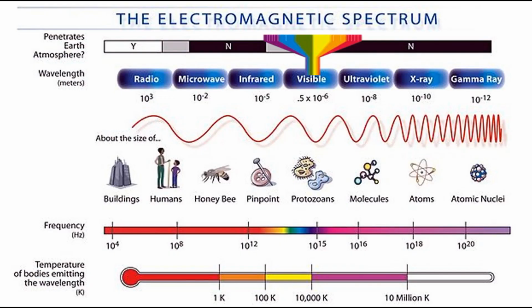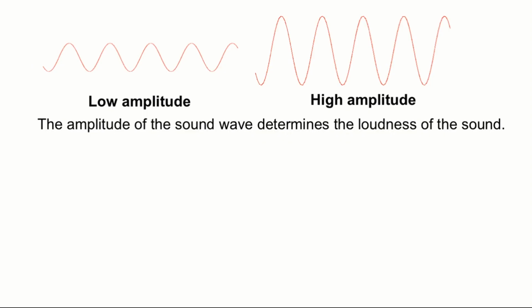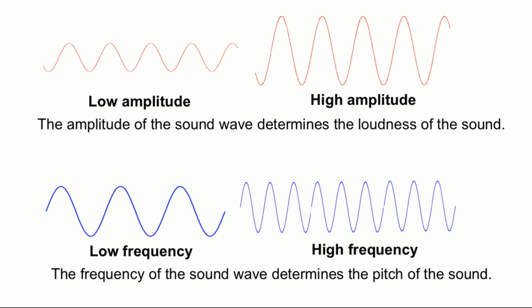For this reason, gamma rays have high energy because of their small wavelength. The amplitude of the wave determines the loudness of the sound. However, the frequency determines the pitch of the wave.